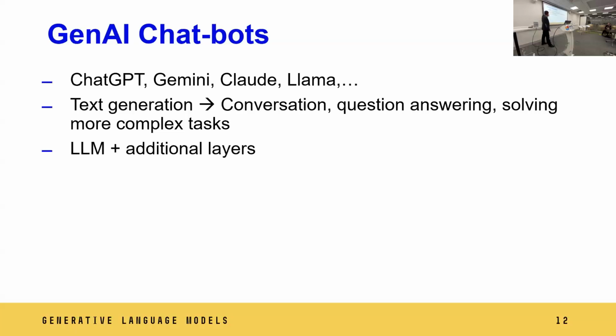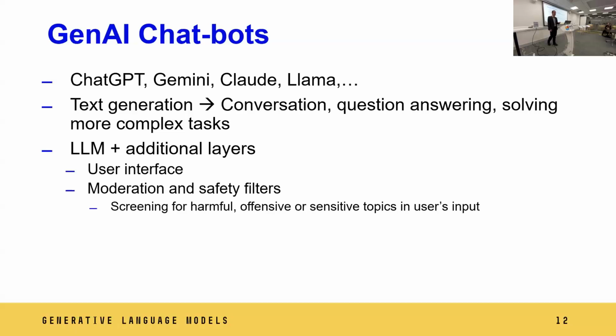So it's the large language model, and then there are some additional layers. First is a nice user interface, the interaction layer that allows you to ask the question, and it gives you the answers. You can see the history of all the conversations and stuff like that. But there are also some things that have ethical relevance in scientific context. Moderation and safety filters that are screening for harmful, offensive, sensitive topics in users' input.